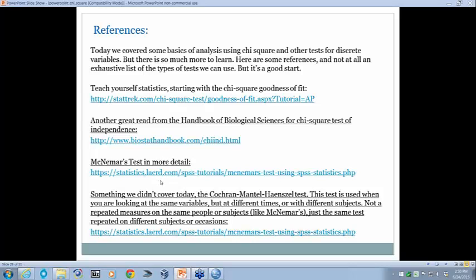Also a good resource. And something we didn't cover today, but I think I mentioned it, was the CMH test. This test is used when you're looking at the same variables, but at different times or with different subjects. So it's not really a repeated measures design per se, because the people are different. You're not looking at the same people like we did where we had the same 380 people before and after. You might be looking at the same variables, but maybe you're looking at spring and fall or something like that.